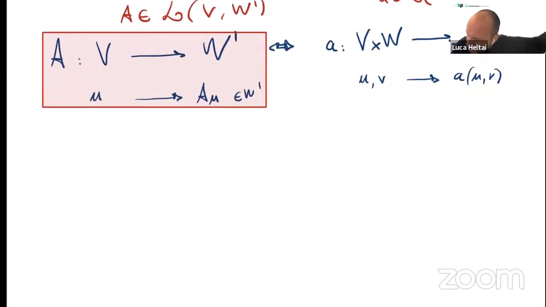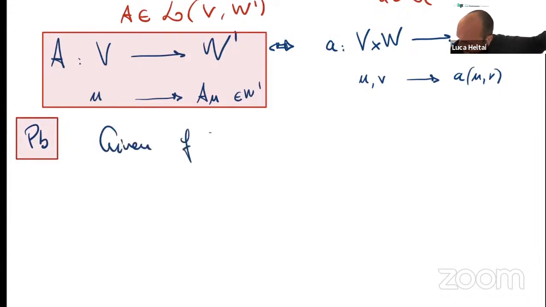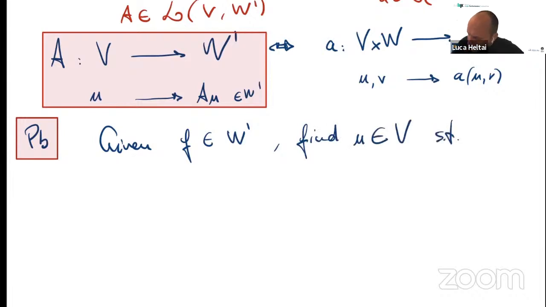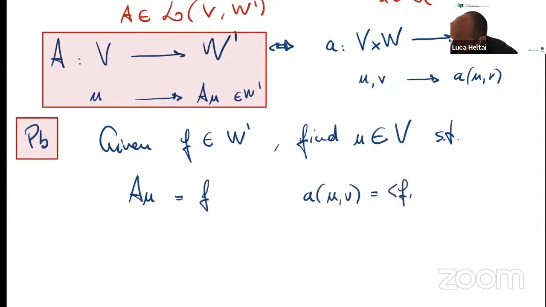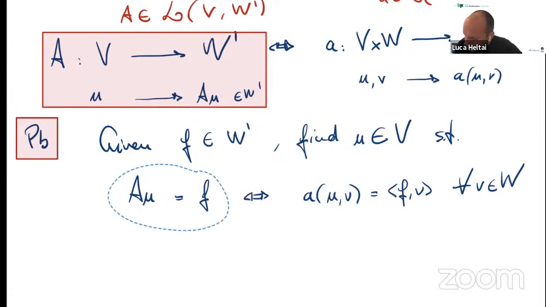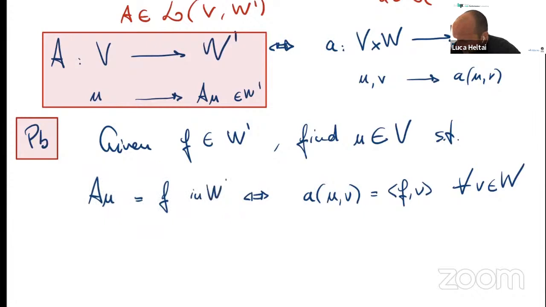Okay. So the problem that we'll be interested in is the following. Given F in W prime, find u in V such that, and you can write the problem in both ways, Au = F or a(u,v) = F(v), and that's for any v in W. Okay, so this is the same as that. And of course, on the left, this equality has to be intended in W prime, okay?